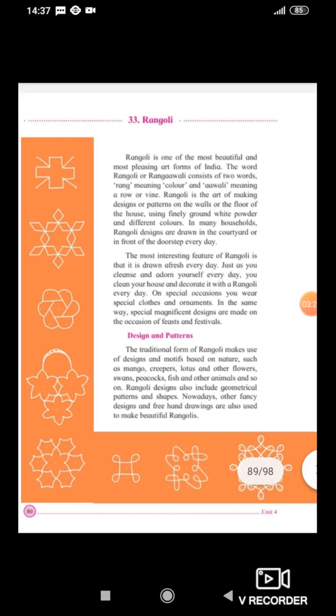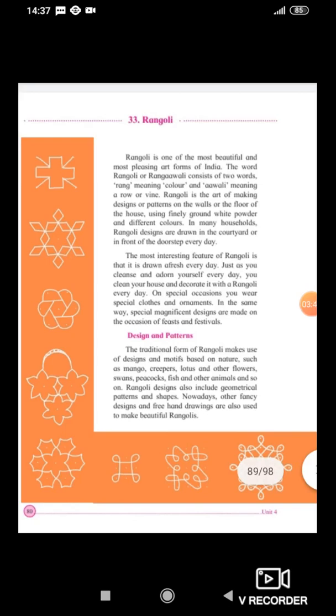Rangoli is one of the most beautiful and most pleasing art forms of India. The word Rangoli or Rangavali consists of two words. Rang means color and Avali means a row of lines.